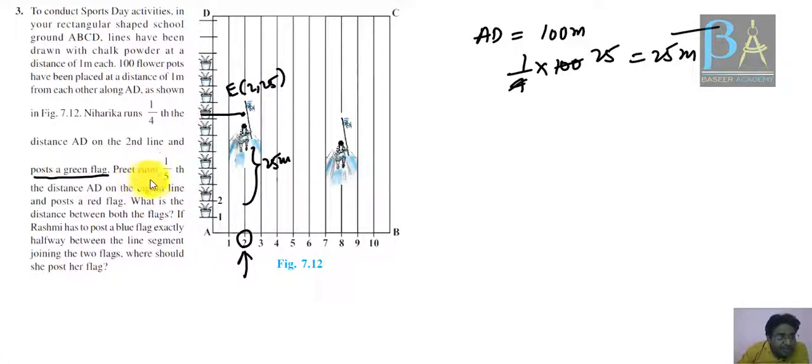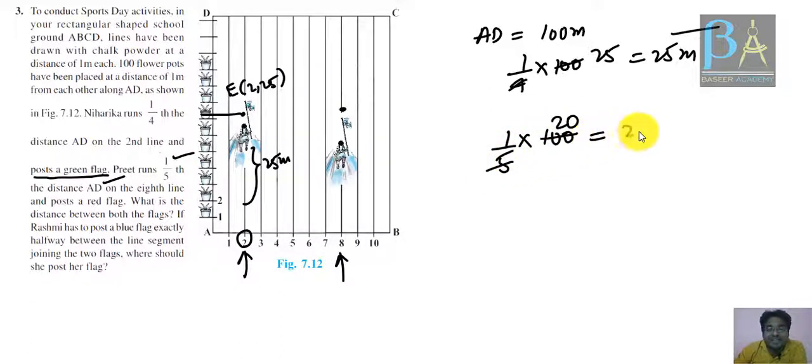And now Preet runs 1/5 the distance of AD on the 8th line. So on the 8th line, Preet ran 1/5 of the distance AD, and then she placed the red flag. So what would that point be? The total distance AD is 100 meters. 1/5 of 100 is going to be 20 meters, because 5 into 2 is 10, 0 remains as it is. So she ran 20 meters along AD, and then she placed the red flag.